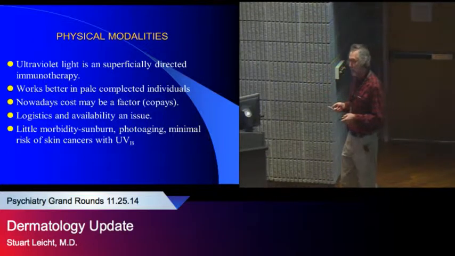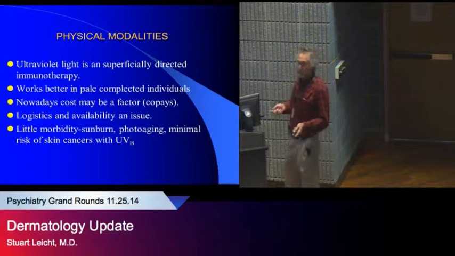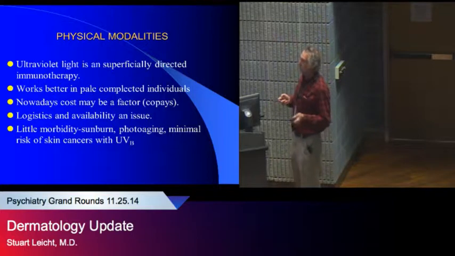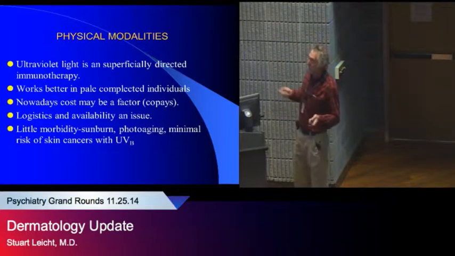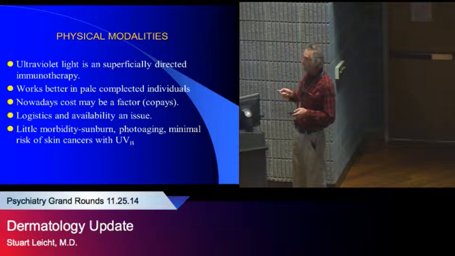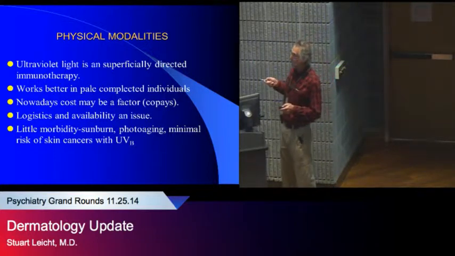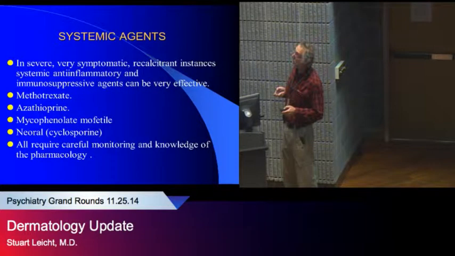We tried to finagle it. We tried not to bill it. Not billing them is illegal. It's fraud. So logistics and the cost may be a factor. Logistics, they have to live near where you have the unit. There's little morbidity. You can get sunburn, photoaging. There's no evidence that narrowband UVB causes skin cancer.